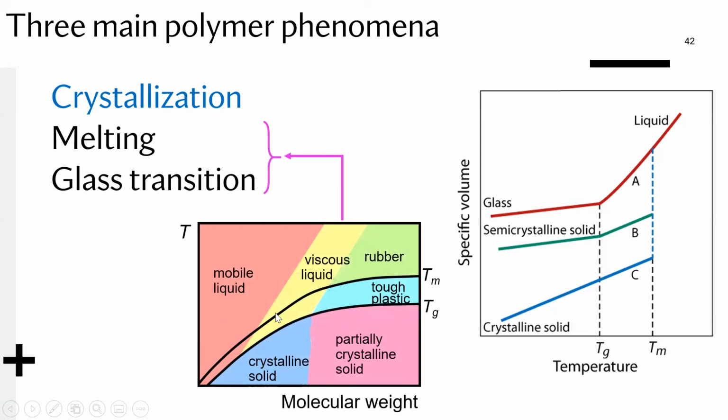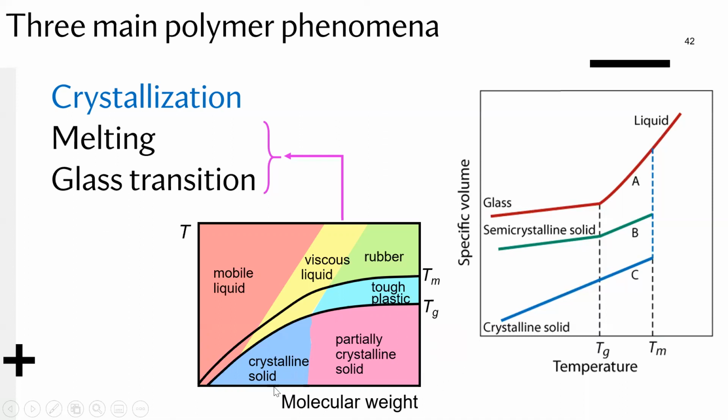So some materials, when you heat them up, if I select a material with a specific molecular weight here, you can see it's crystalline. You have a different regime here, which is partially crystalline, and if you have it over here, it will be amorphous, right?